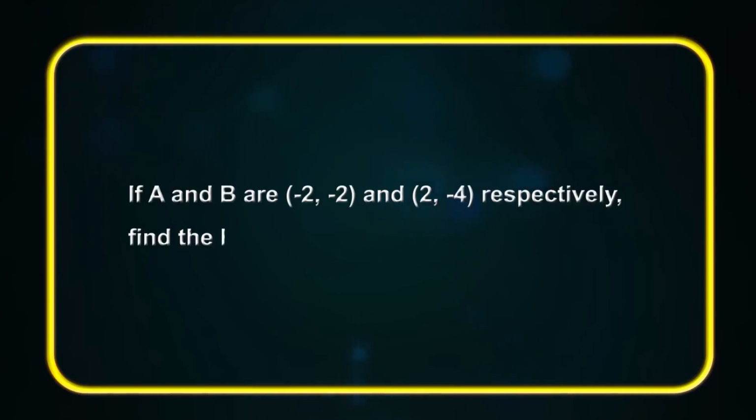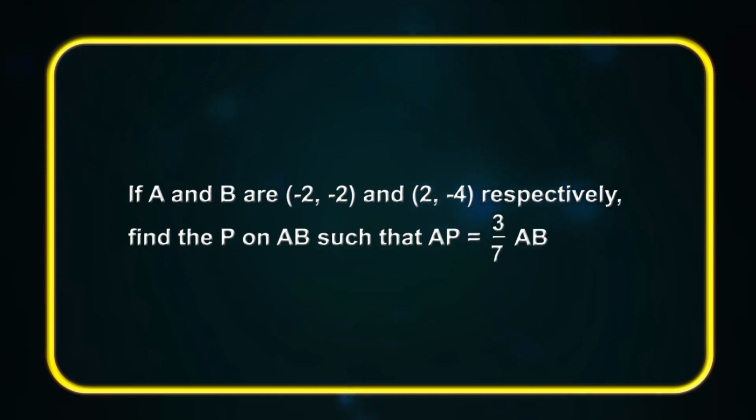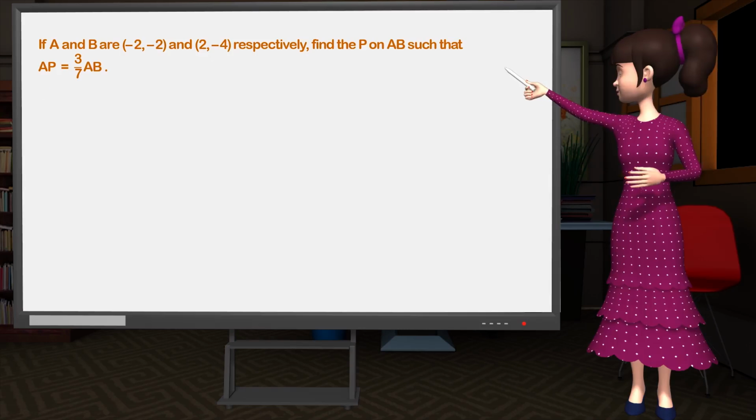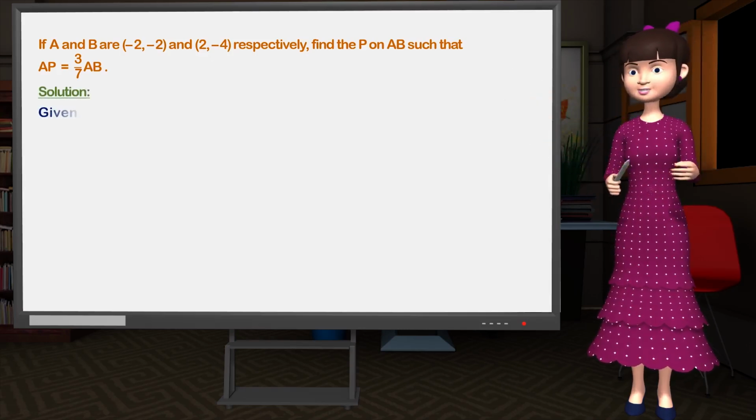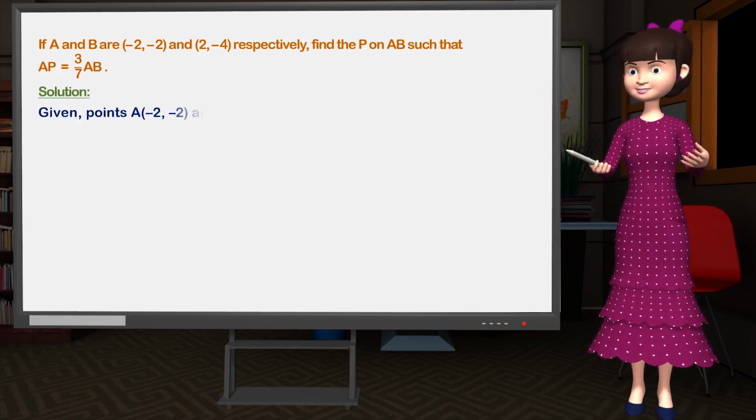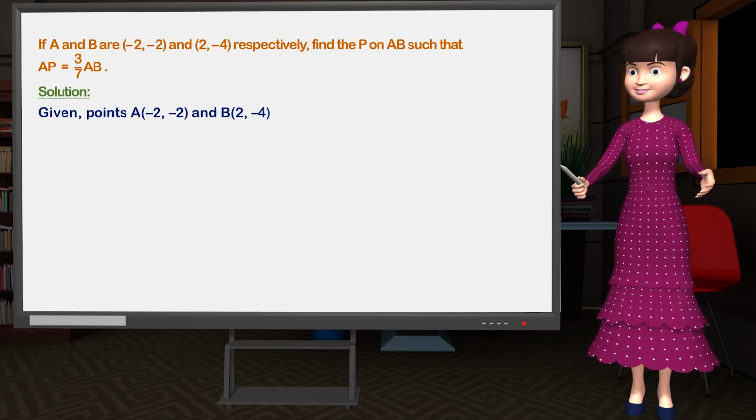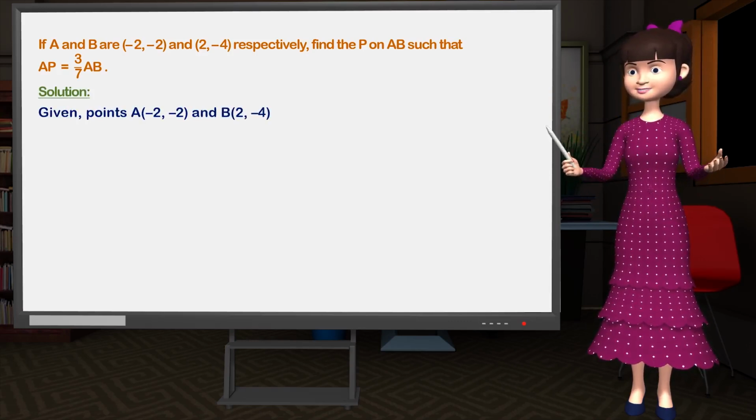If A and B are (-2, -2) and (2, -4) respectively, find the point P on AB such that AP is equal to 3/7 of AB. Solution. Given points A (-2, -2) and B (2, -4).